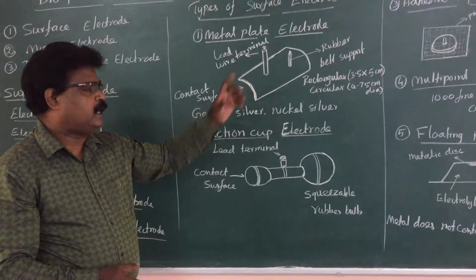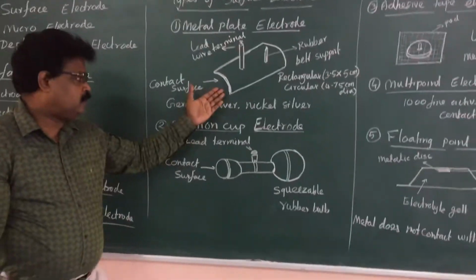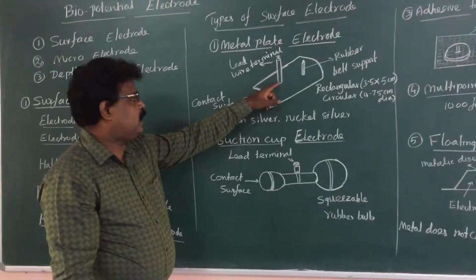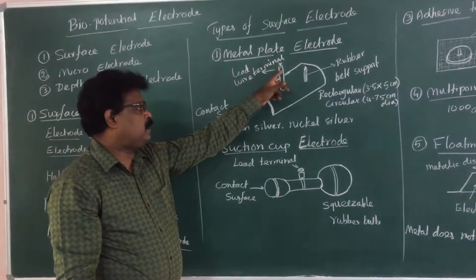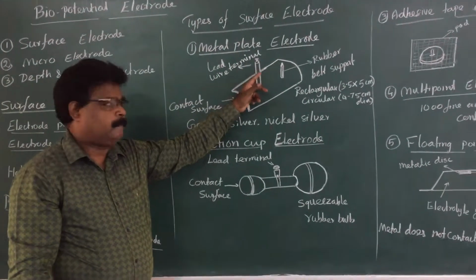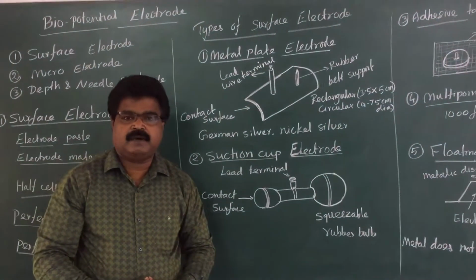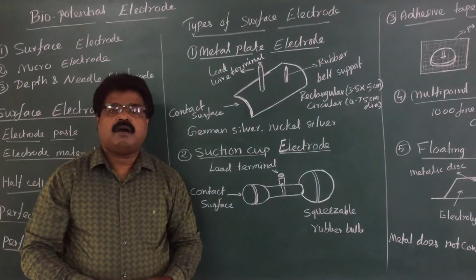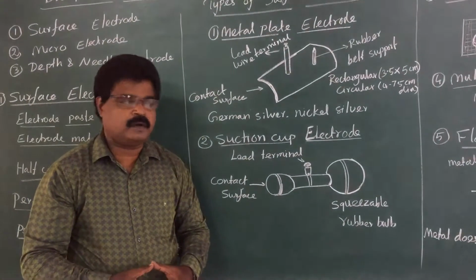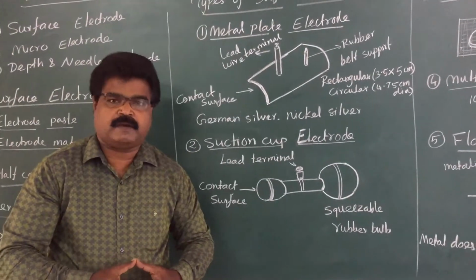The two types of metal electrode. This portion is called the contact surface. This portion will contact with the body skin. Here we can get the lead wire terminal, that means the electrical potential will be taken from this terminal. This will be made up of German silver, nickel silver, or nickel coated silver. So these metal plate electrodes are made up of German silver, nickel coated silver.